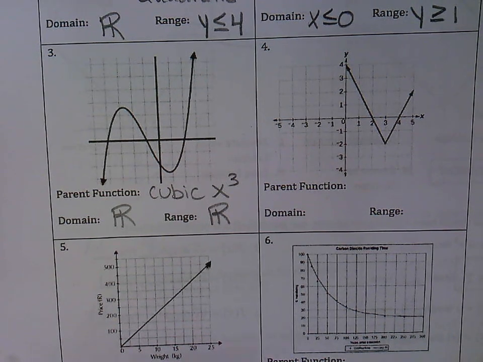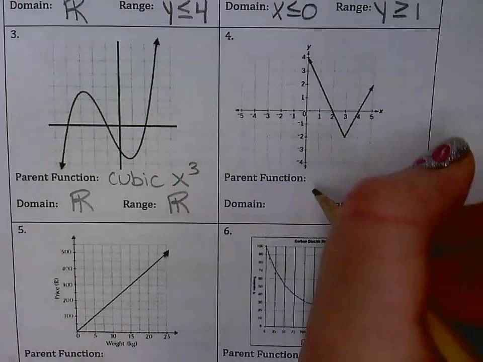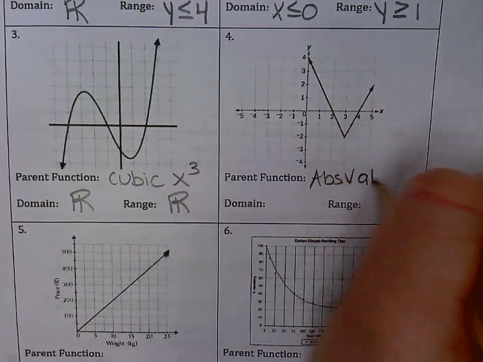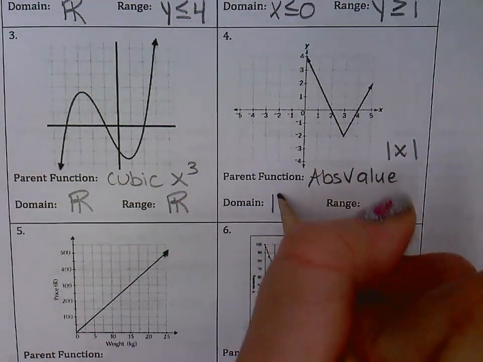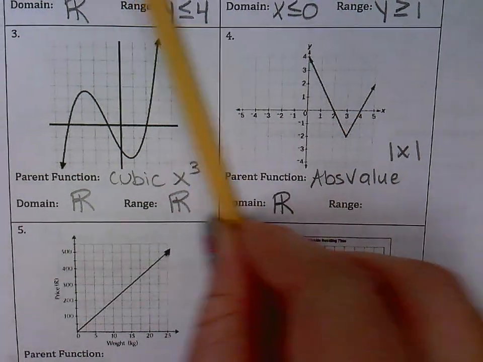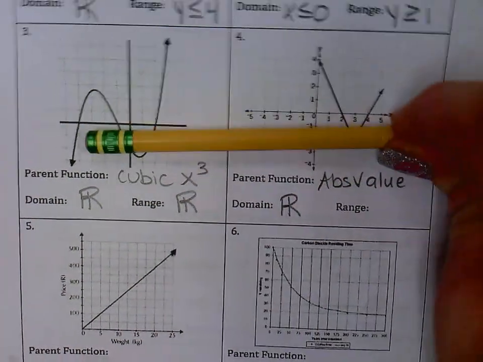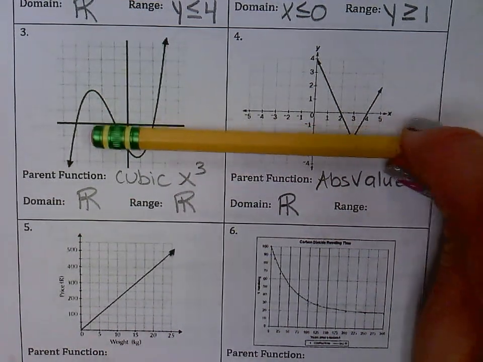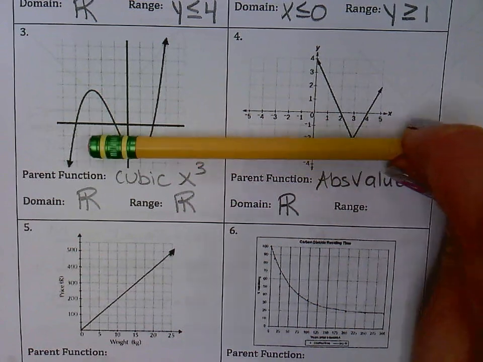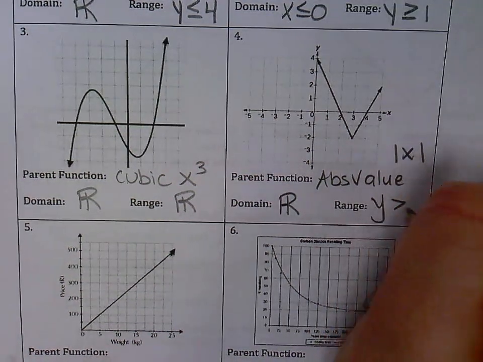Number 4, what's the name of this one? We looked at this one yesterday. Absolute value, or the brackets around the x. Its domain is all real numbers. It's pushing side to side as far as it wants to, but it cannot go lower than what? The lowest it can go is -2 on the y-axis. All the y values are above that. So y is greater than or equal to -2.